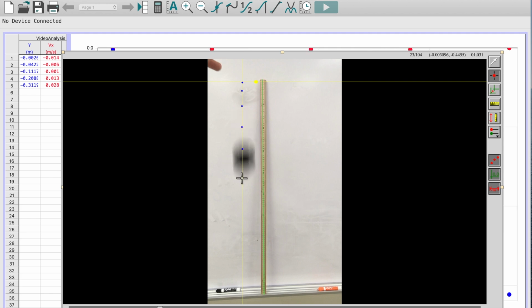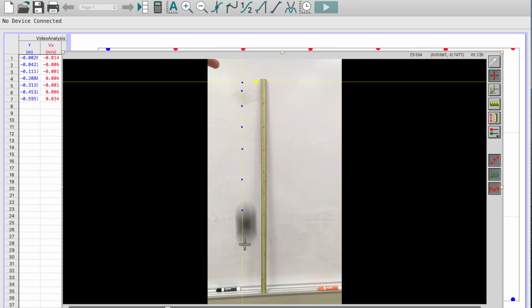So I click and the ball falls 1 frame, and I click to where I think it is now, and I keep doing that. And here I'm probably at the bottom, and now the ball is too far and it's gone. So I'm done taking data. Now, if I look at the motion map that was made here, I can tell that my ball is accelerating because the distance between my dots appears to keep getting bigger. So my motion map shows that I'm accelerating.